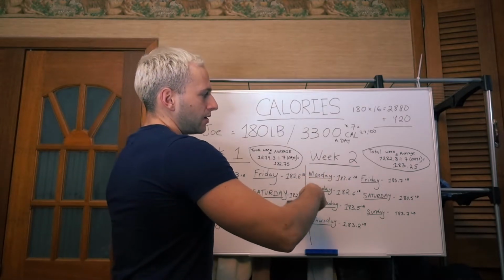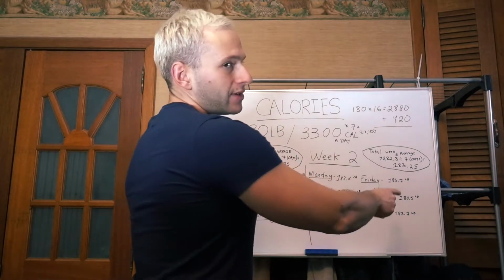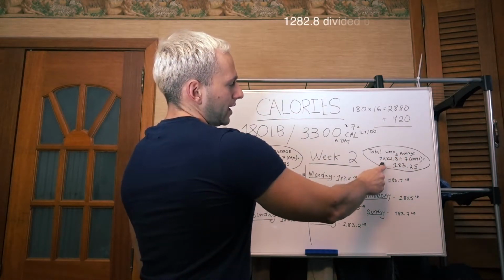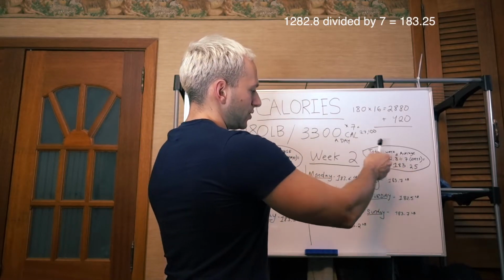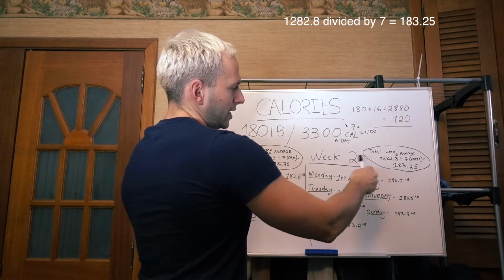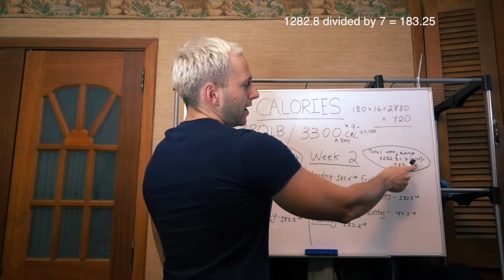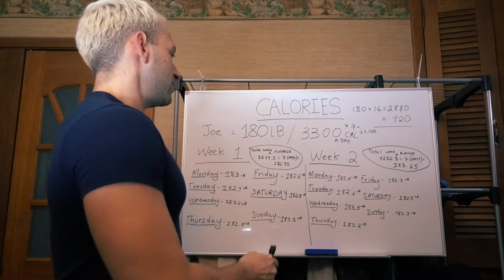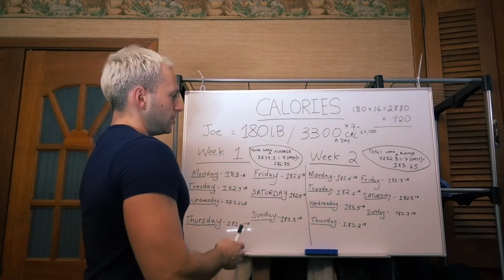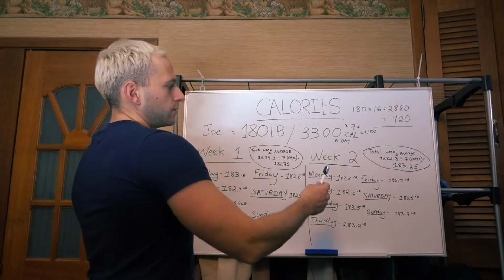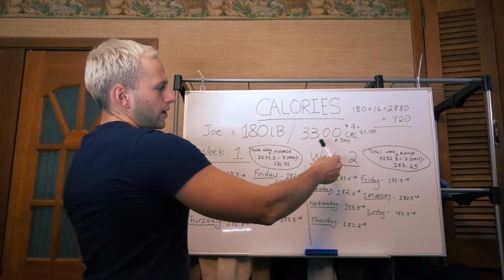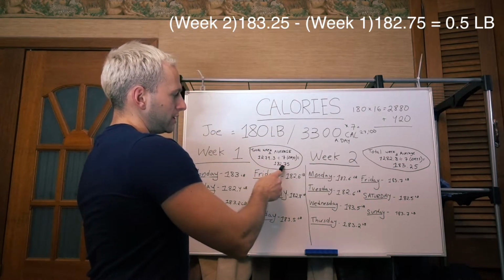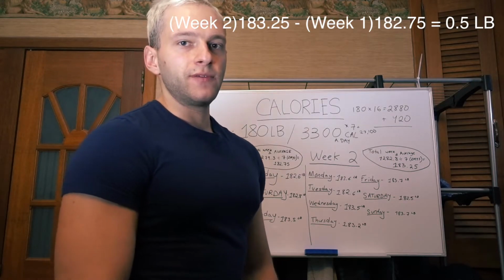Now, he's going to do the same thing on week 2. And as you can see, I already have it done for you. And on week 2, he did the same exact process, and he got 1,282.8, which is the total, which is all the 7 days added up. And he divided it by 7, which equals 183.25. Now, as you can tell from first week to second week, Joe did gain a little bit of weight. So now if you go ahead and subtract week 1 from week 2, it's going to be 183.25 minus 182.75, which you're going to get 0.5 pounds.